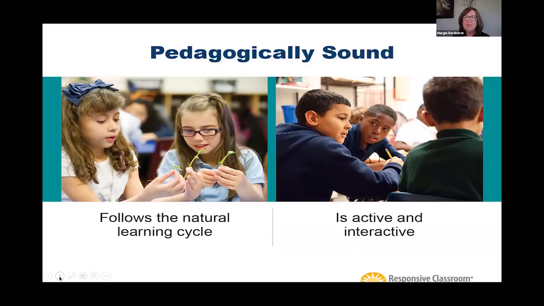So one of the hows is that engaging academics in responsive classroom approach is pedagogically sound. What does that mean? It means a couple of different things. It follows a natural learning cycle, and it's active and interactive. I'm going to walk through an example of engaging academics for you as I share this information. And I want you to think of examples for yourself of what might be examples in your mind.